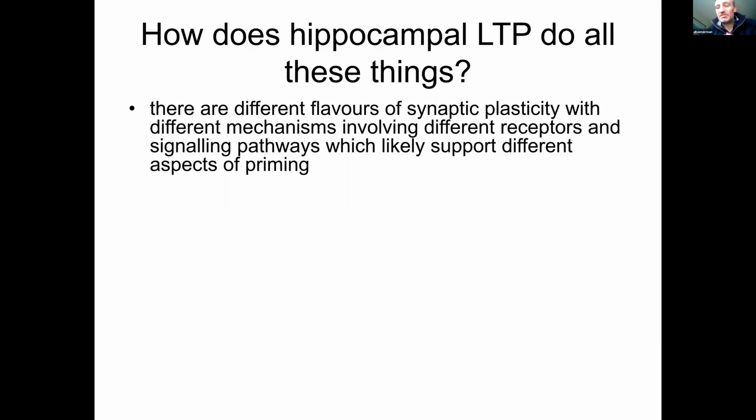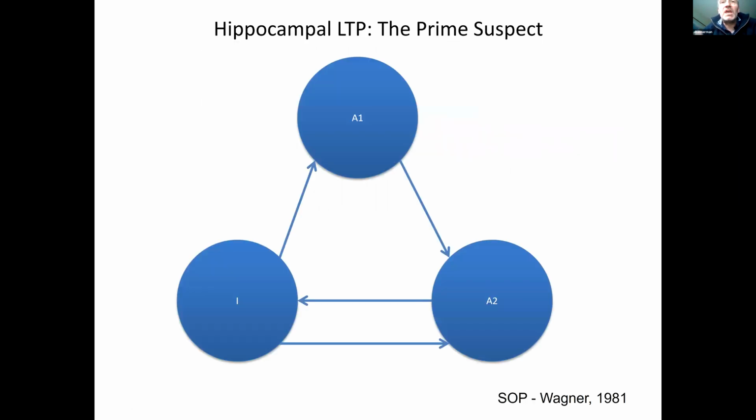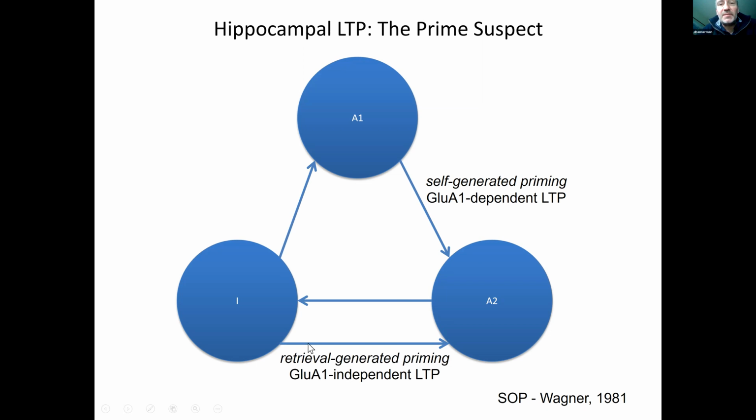Okay, so just to wrap up then, hopefully you can see that there are different flavors of synaptic plasticity in the hippocampus, different forms of LTP with different underlying mechanisms. And hopefully what I've tried to convince you today is that maybe these different forms of plasticity might underlie different aspects of priming. In the context of Wagner's model, we've suggested that GluA1-dependent LTP in the hippocampus might be important for self-generated priming, whereas GluA1-independent LTP might support retrieval-generated priming.